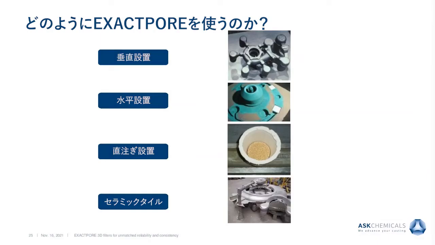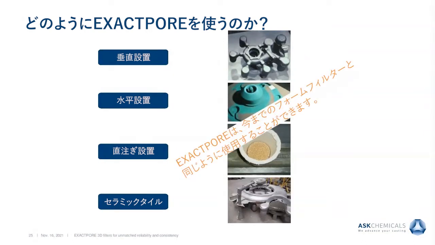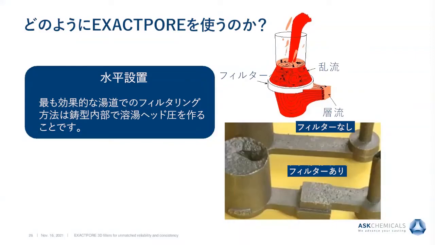The EXACTPORE filters are implemented in a very similar way to foam ceramics. The inline implementation can be vertical or horizontal, while additional implementation techniques such as direct pour or ceramic tile are available. Horizontal application of a filter is parallel to the parting line.